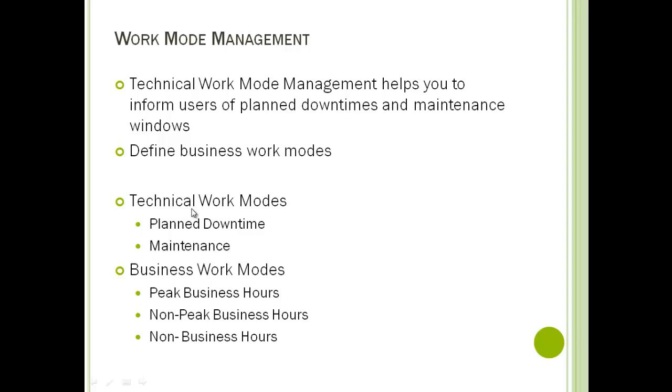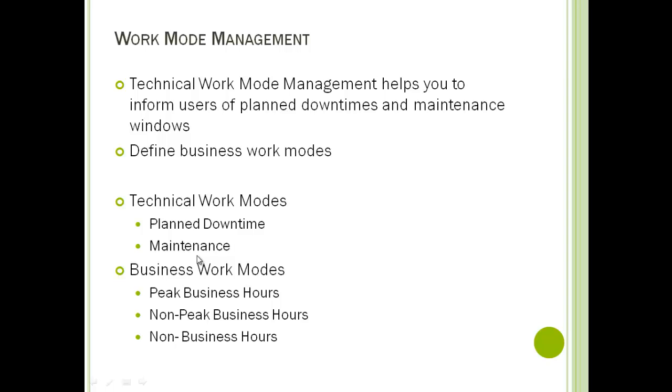So there are two types of technical work modes. One is planned downtime, another one is maintenance. Planned downtime is basically when the system is technically down and you do not have access to it. Meaning to say the system administrator can use this work mode to perform planned administrative tasks that can only be done during the downtime.